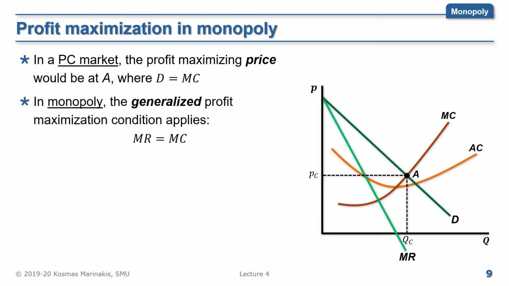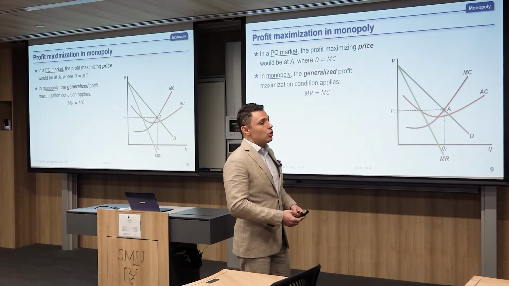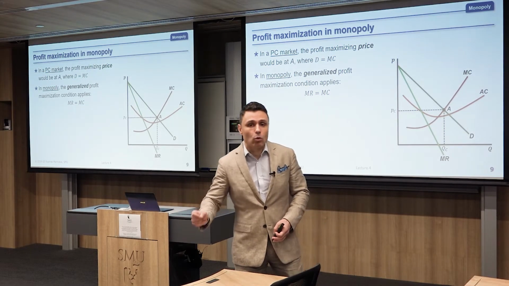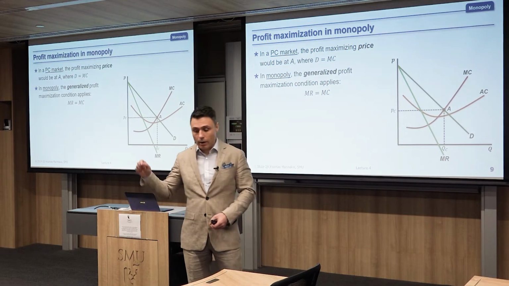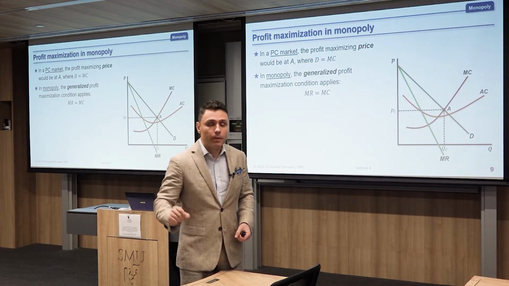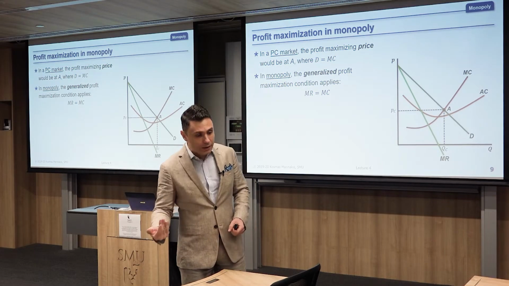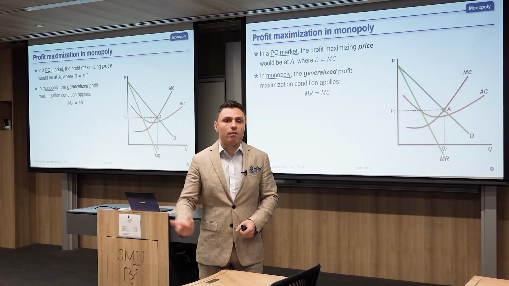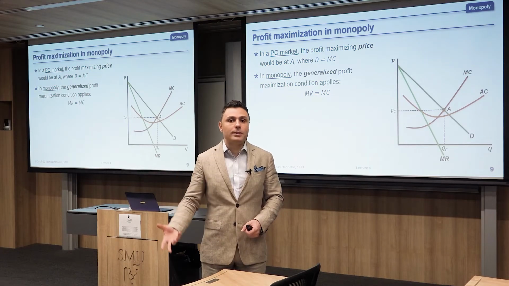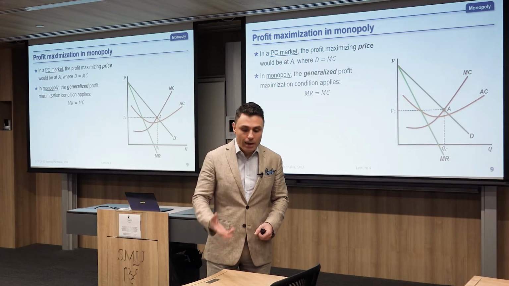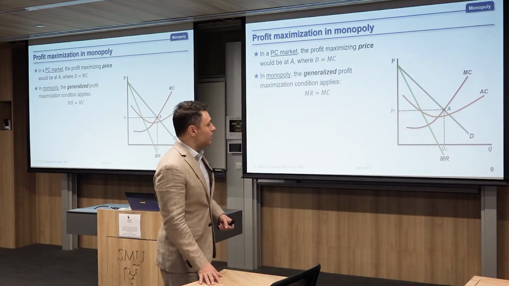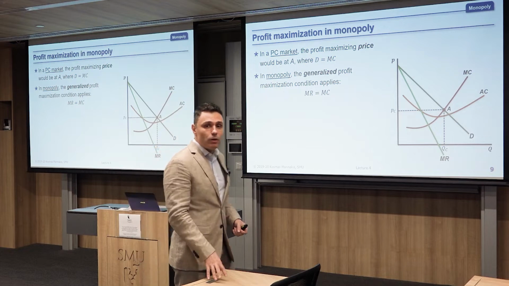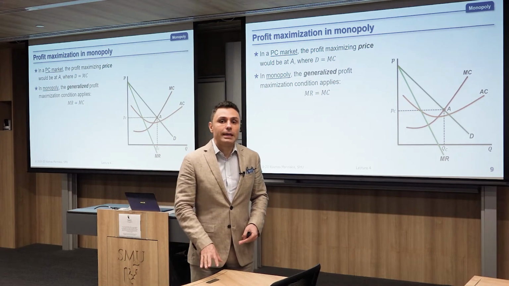Now, if you are a monopoly, you cannot do P equals MC anymore, because your marginal revenue is not equal to the price since you are a monopoly. This would be the case if you were a perfectly competitive firm. So what do you do? You revert to the generalized profit maximization condition. We derived it in lecture number 3, and we said that this is MR equals MC. This is why the marginal revenue curve is so interesting here.